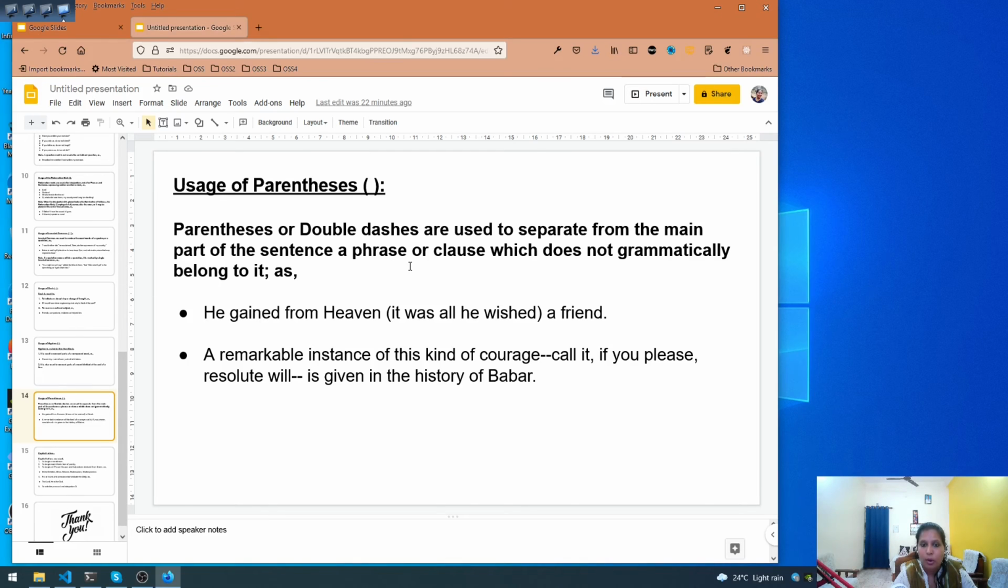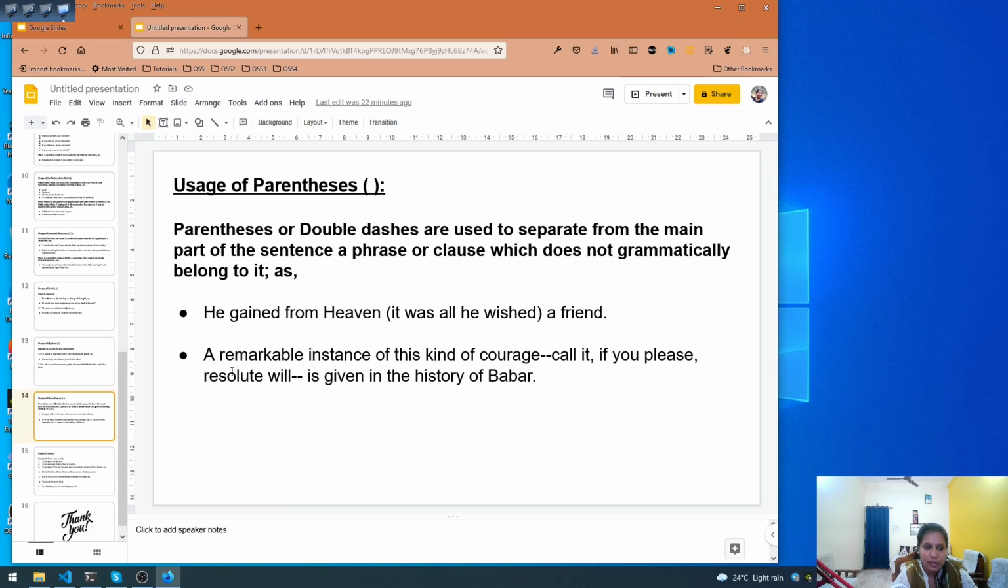Parenthesis or double dashes are used to separate from the main part of the sentence a phrase or clause which does not grammatically belong to it, as for example, he gained from heaven a friend. So he gained from heaven a friend, but I also want to include the meaning that it was all he wished. So why did he gain a friend from heaven? Because that is what he wished. This is not a part of this sentence, but I wanted it to be mentioned here, and that is why I have put it inside a bracket.